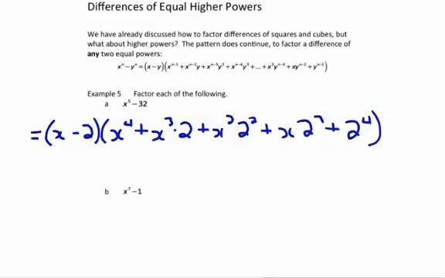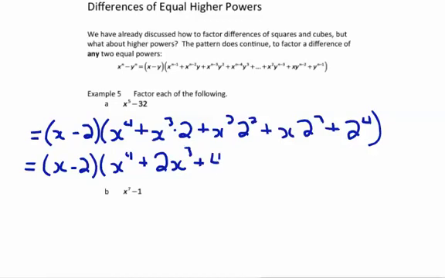I would ask that you clean this up a little bit. x minus 2 is good the way it is. We have x to the fourth. We can clean this next term up into 2x cubed. We can have 4x squared. We can have 8x. And we can have 16.